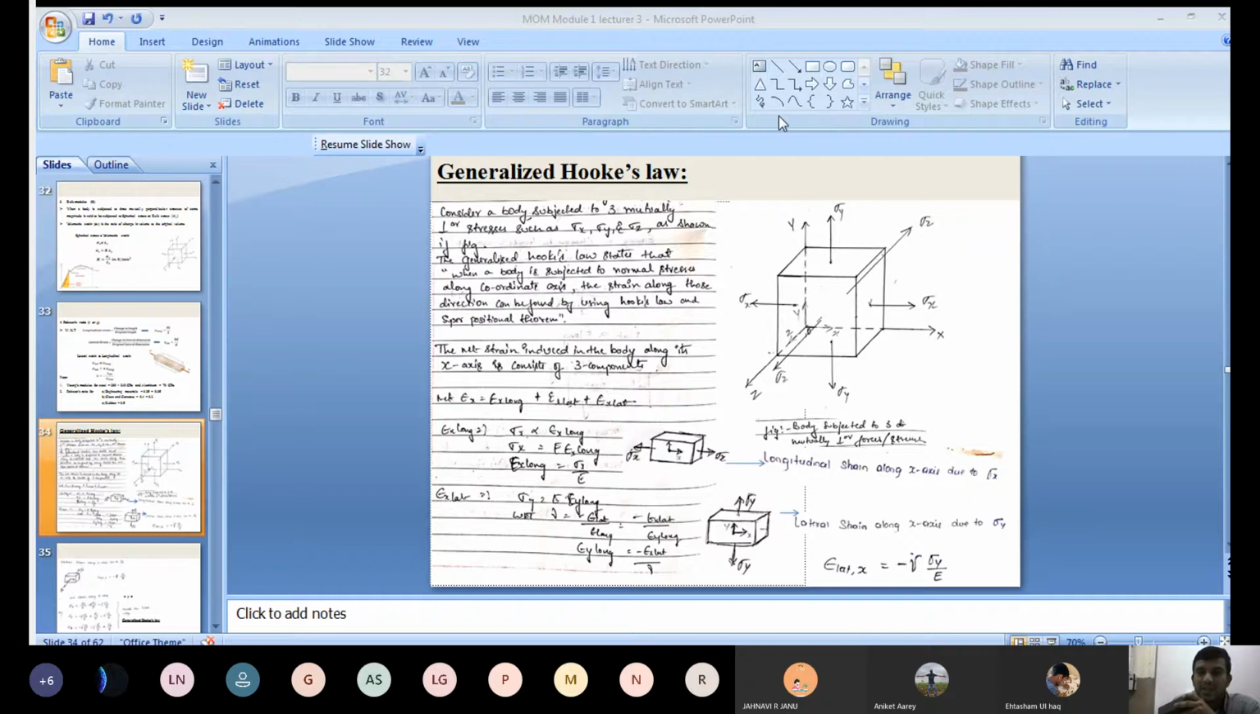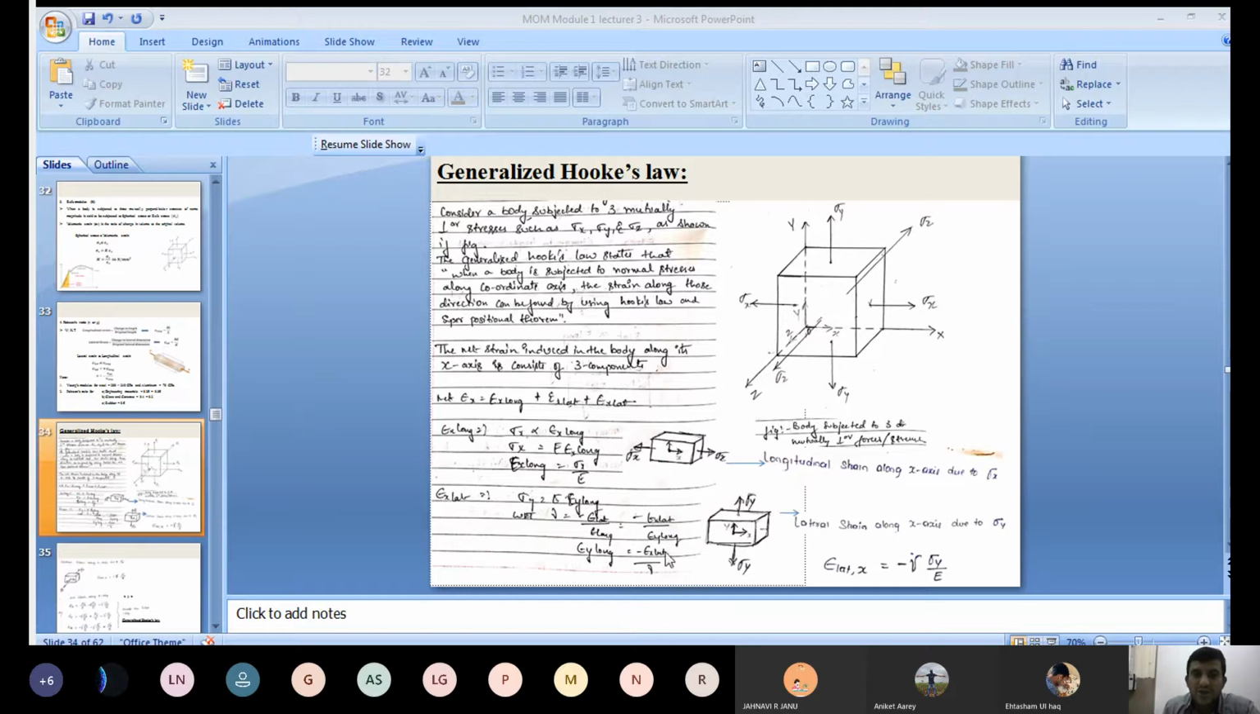For the second case, you can see here, in the second figure, consider a cube. Only stress is acting along the x direction. Sigma x is acting along the x direction. We neglect sigma y and sigma z. Now, how much strain is induced along the x-axis here? That is called the longitudinal strain along the x-axis. Longitudinal strain along the x-axis due to what? Sigma x.